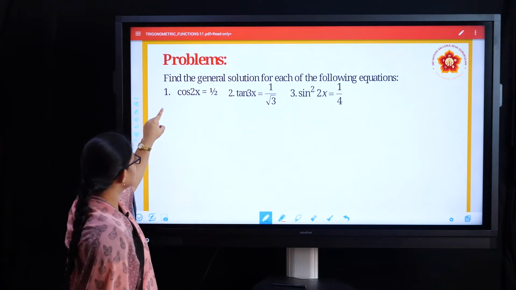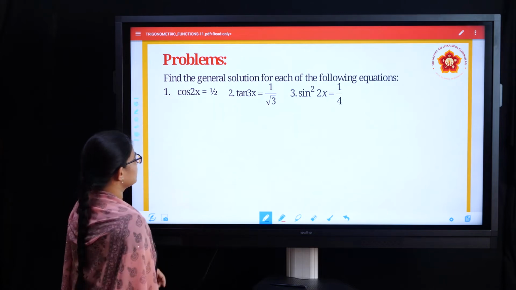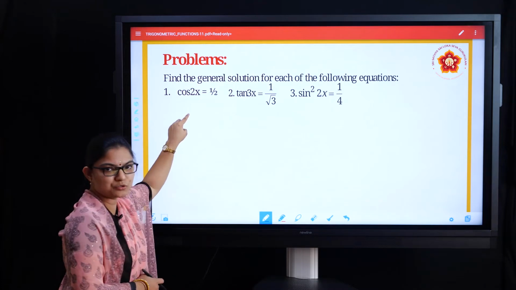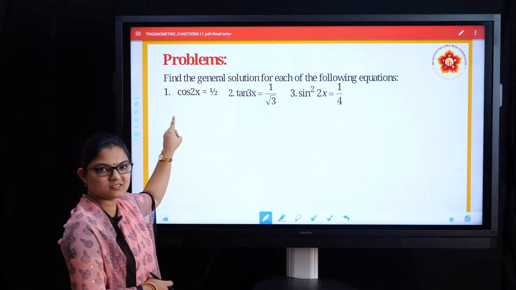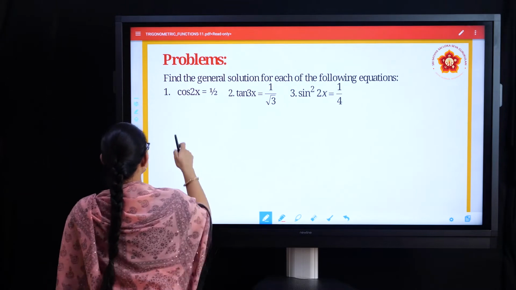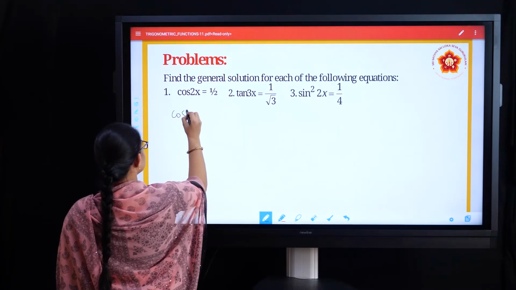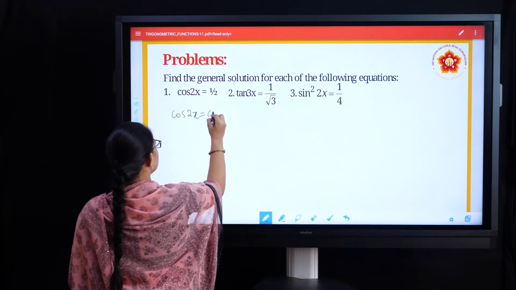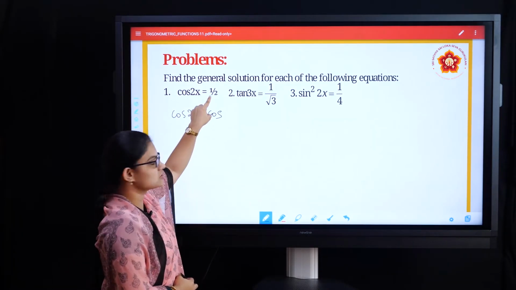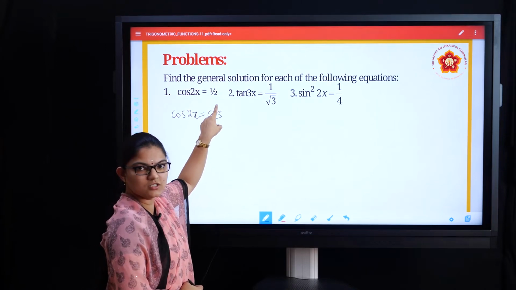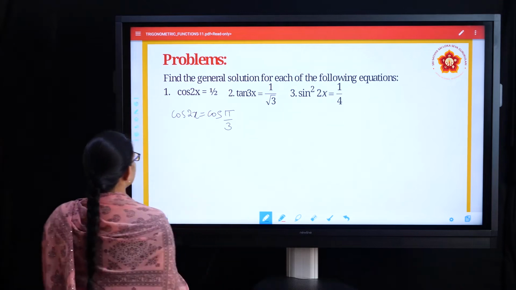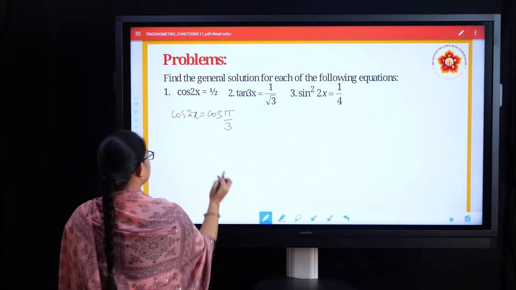So now the question is cos 2x is equal to half. First, what we have to do? We have to write it in the cos x is equal to cos y form. So now in the left hand side, we have cos 2x is equal to, for what angle are we getting cos to be half? That is cos pi by 3. So we can write cos 2x is equal to cos pi by 3.